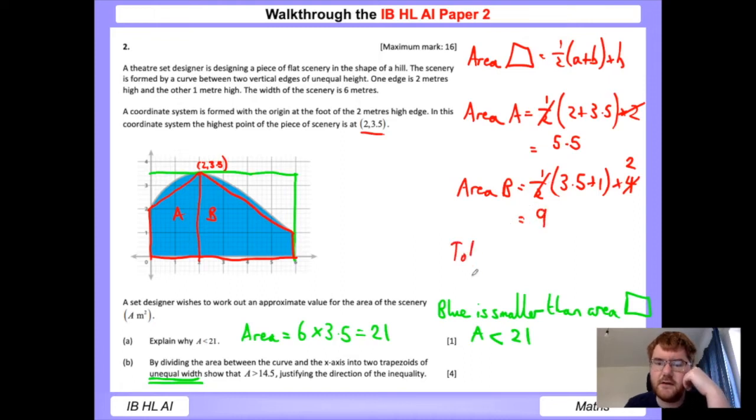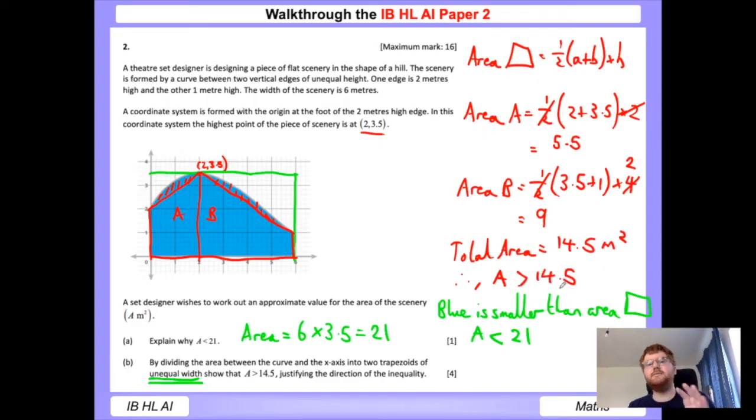So the total area is 14.5 meters squared. And because of this part, I would actually shade this in to show that you're missing this part. Therefore, A must be greater than 14.5.